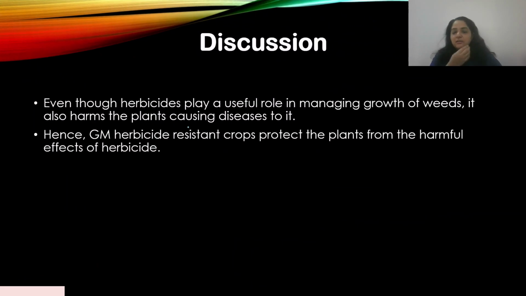Now herbicide is useful for weed management, we know that, right? But it also affects the crop that is there. So they're useful in managing growth of weeds, but it also harms the plants, causing diseases to it. Hence herbicide resistant GM crops were created, to protect the plants from the harmful effects of herbicides. All right, so this is one of the reasons. Let's move on.